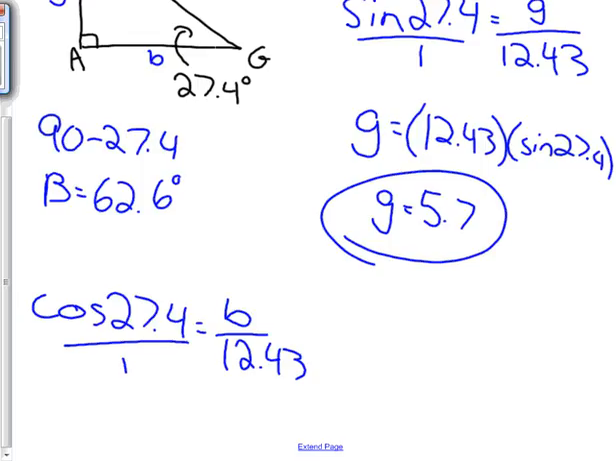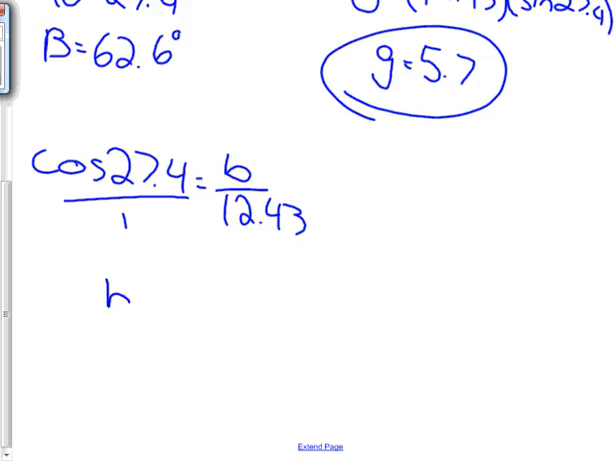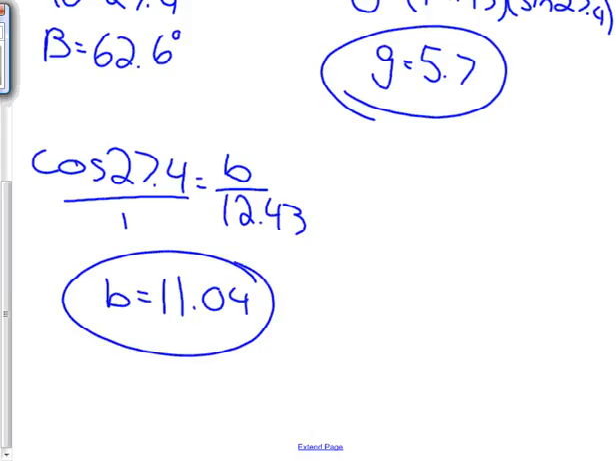Okay, so we do cos 27.4. Put it in your calculator, times by 12.43. That's 11.03. B equals 11.04. Done. 3 sides, 3 angles. We're golden.